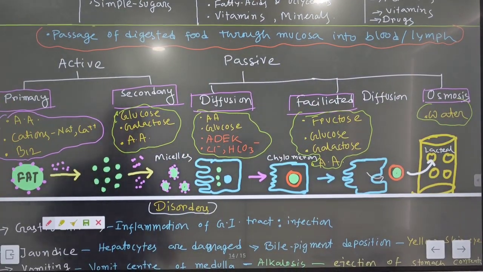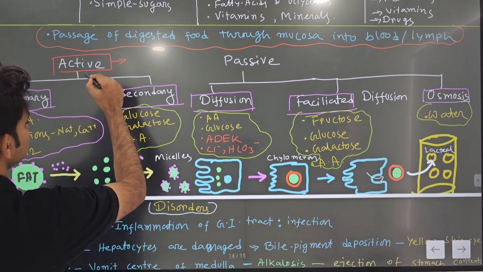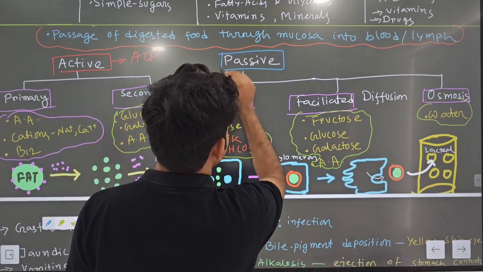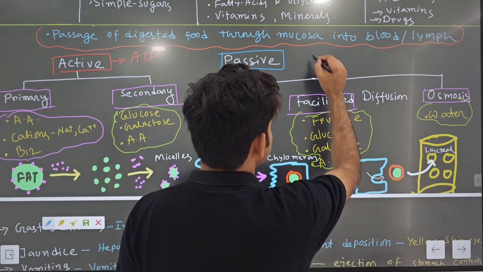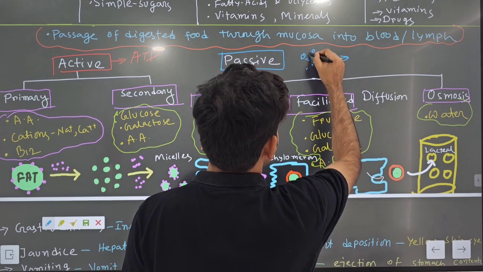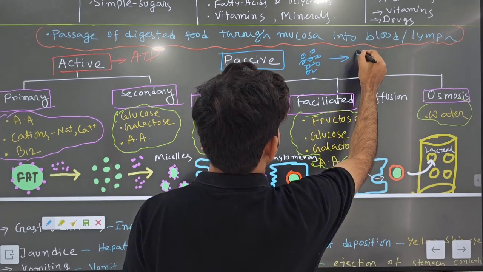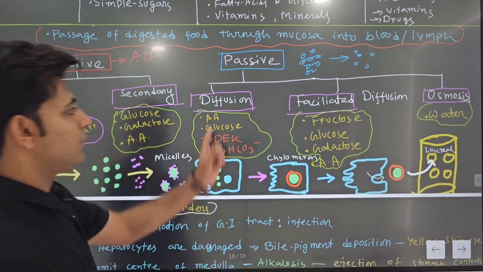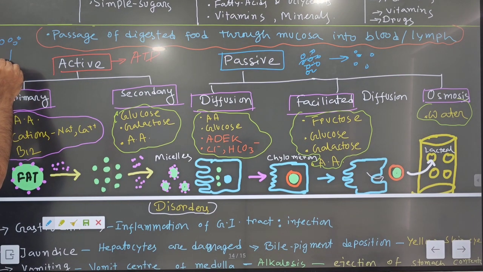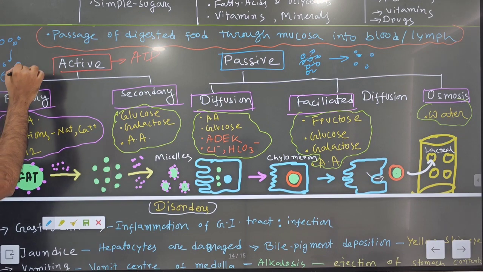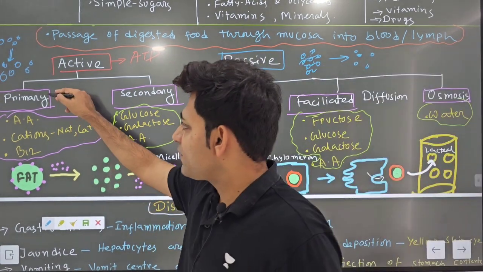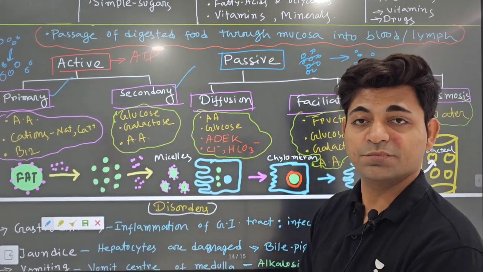We know that there are two modes of transportation: active transportation, where utilization of ATP is needed, and passive transportation, where there is no need of ATP. Passive transportation is along the concentration gradient: particles move from high concentration region to low concentration region. But in active transport, particles move from low concentration region to high concentration. So totally opposite phenomena. Now active transport is again of two types: primary active transport and secondary active transport.